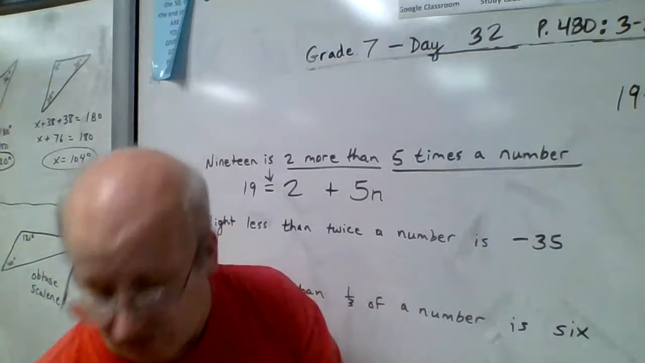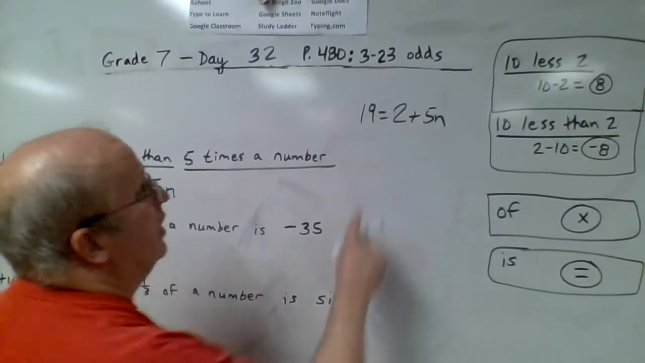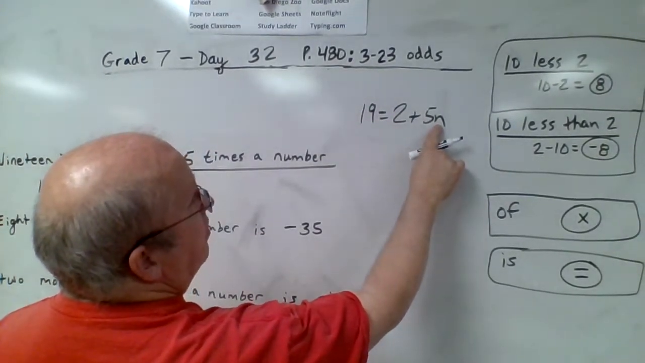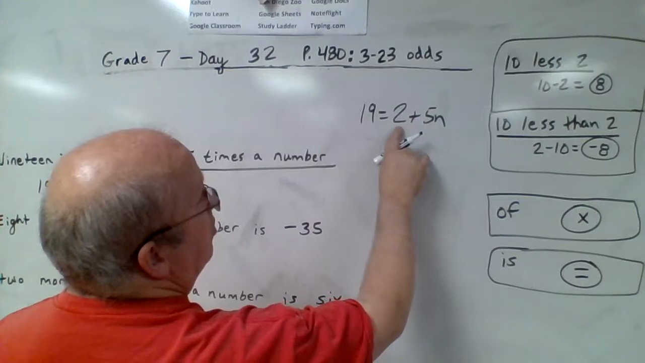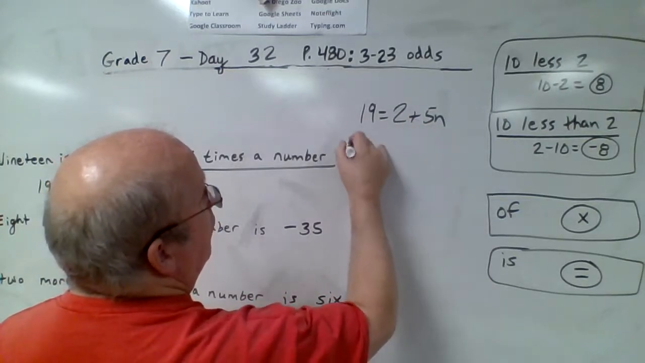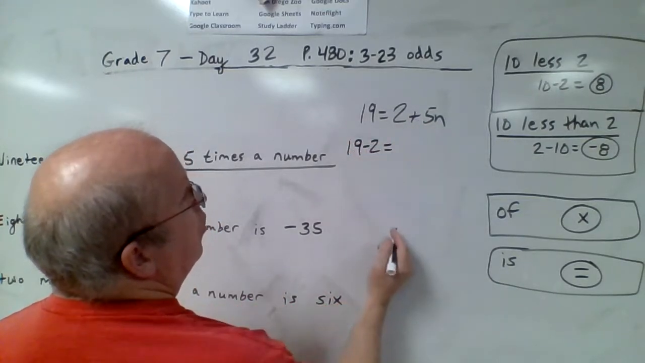And let's actually solve it. Let's get it on the screen. Oh, we got to get n by itself. It's attached to a 5 and it's attached to a 2. Which one do we get rid of first? We get rid of the 2 first.